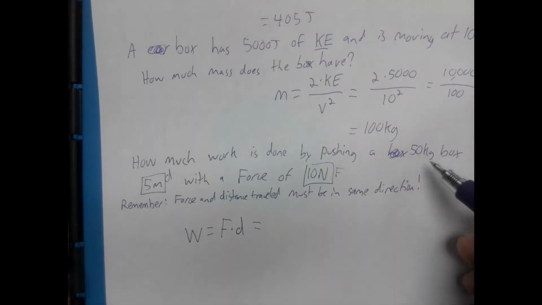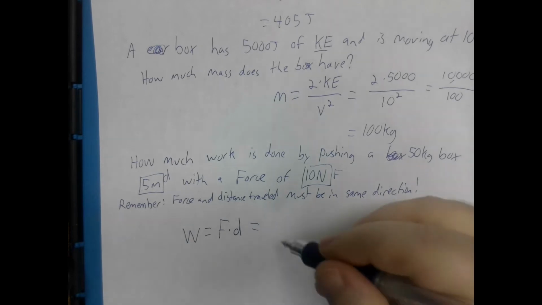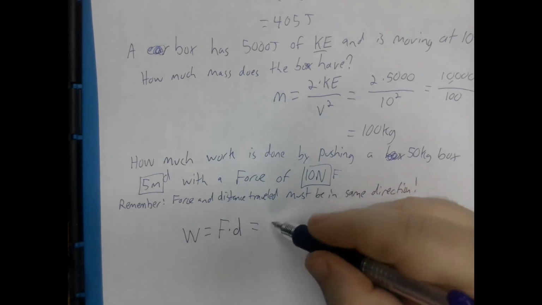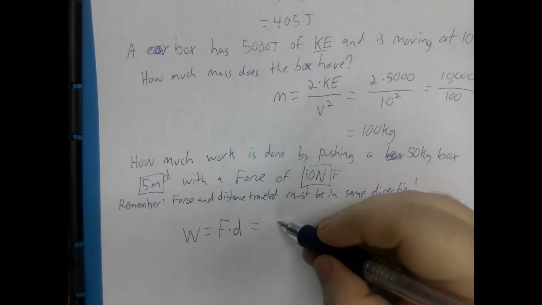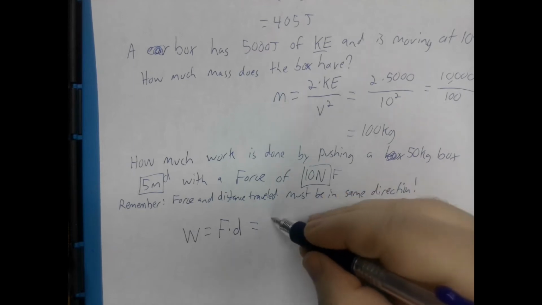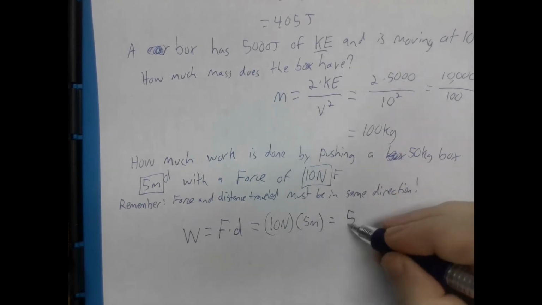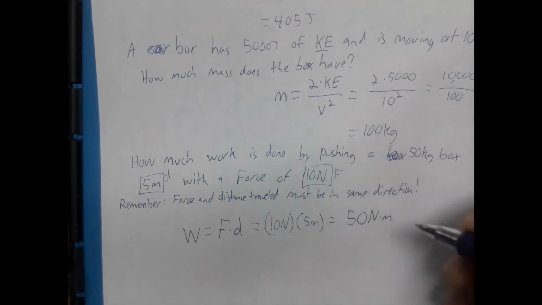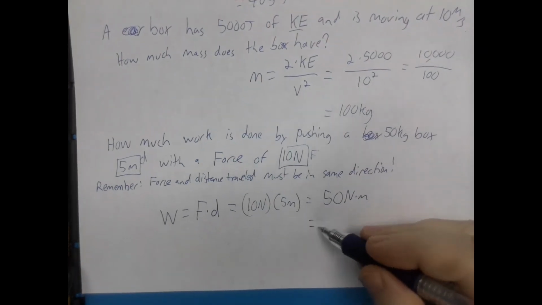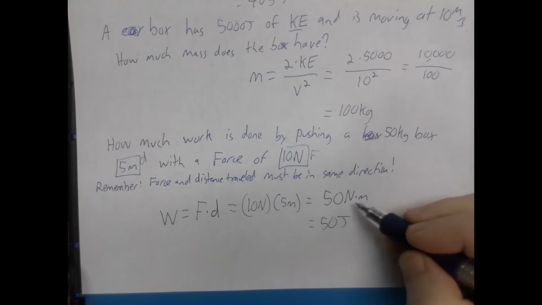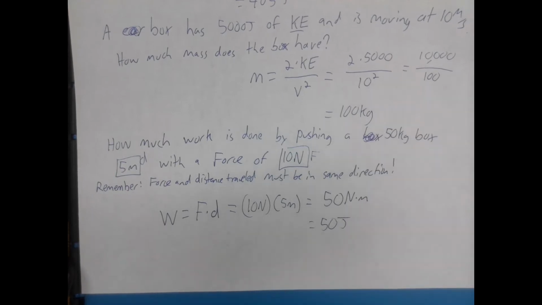This 50 kilograms doesn't matter. So our force is 10 newtons. Our distance is 5 meters. So that's 50 newton meters. Or you can just replace that as joules. Newton meters is acceptable. Also joules is acceptable too.